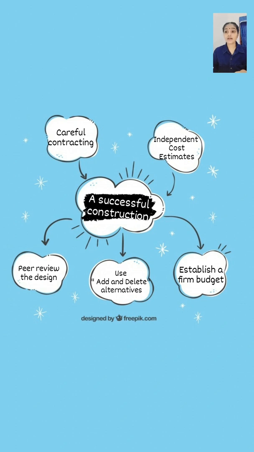Pre-planned add and delete alternatives protect the owner from the delays, disruptions, and extra expense caused by redesigning the project after bids are received, and shift the consideration of alternatives to the design phase when the opportunity to control costs is the greatest. So the last one is peer review the design.